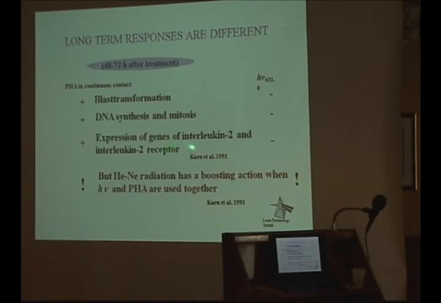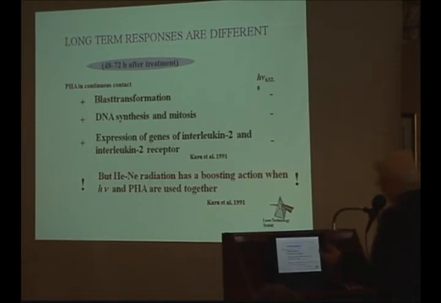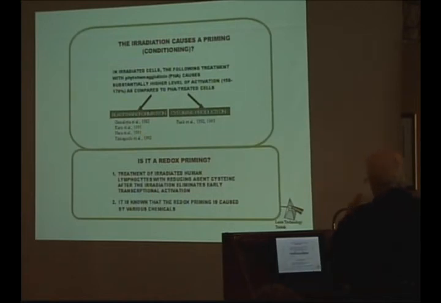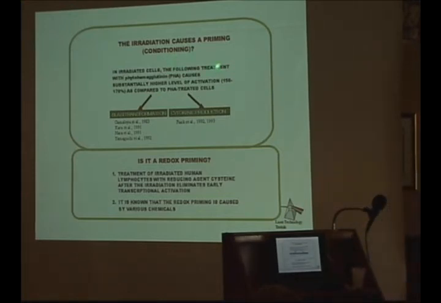We never got expression of genes of interleukin and interleukin receptors, which can be measured very easily in phytohemagglutinin-treated cells. But we have noticed that there is a boosting effect in the case of irradiation. When you have PHA-treated cells and you irradiate them, these effects are statistically significantly stronger. And we then thought, oh, this should be a priming, a conditioning action of irradiation.